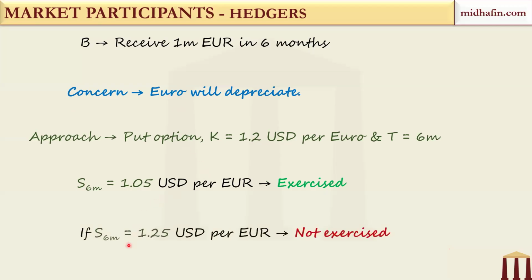But if after 6 months the market price is higher than K, that is, if ST is greater than K, the option is not exercised because they can directly sell it in the market. B can directly sell euros in the market for $1.25 each.